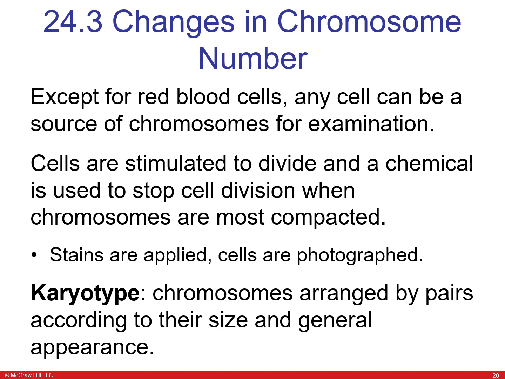So there can also be changes in chromosome number. Except for red blood cells, any cell can be a source of chromosomes for examination. Cells are stimulated to divide with a chemical, then another chemical is used to stop cell division when chromosomes are most compacted. Stains are applied and the chromosomes are photographed. When the chromosomes are arranged by pairs according to their size and general appearance, this is called a karyotype.